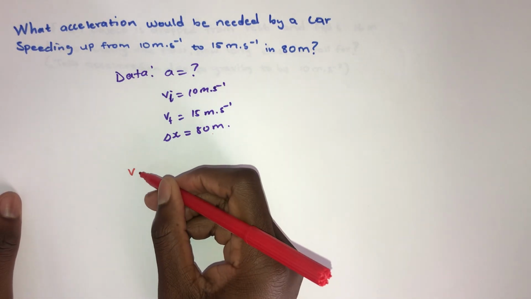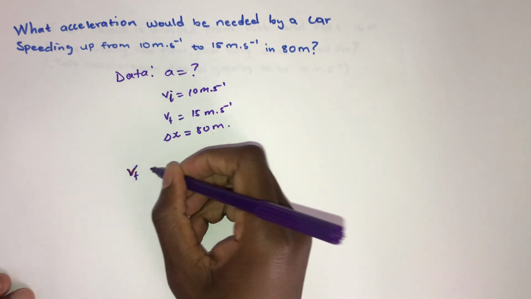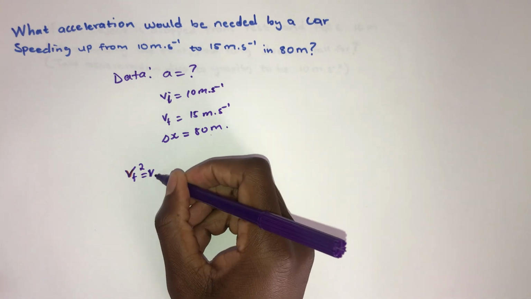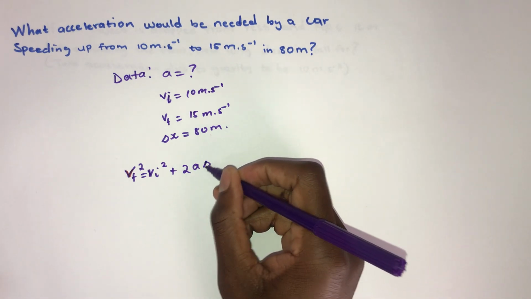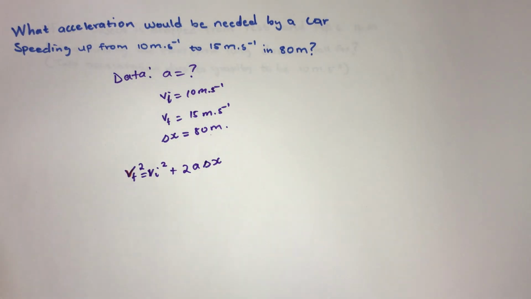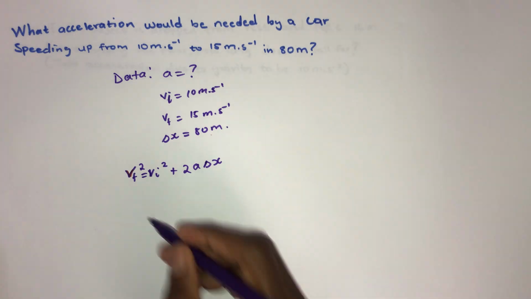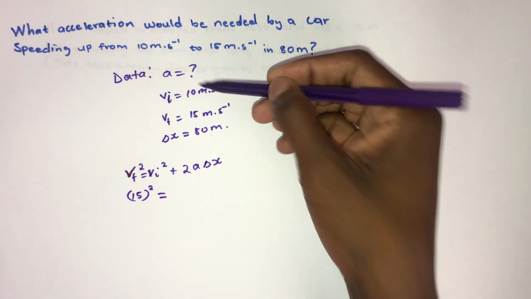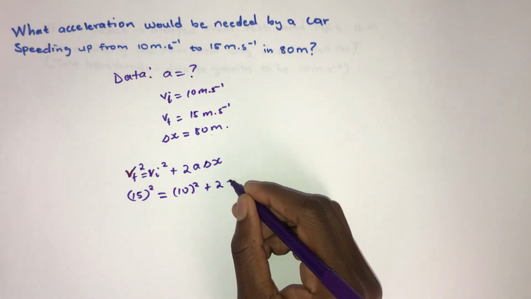V final squared is equal to V initial squared plus 2a change in x. This is the formula that we're going to use. So what is the final velocity? The final velocity is given as 15. So it's 15 squared from the formula, equal to the initial velocity, which is 10, 10 squared plus 2a. We're looking for the acceleration.